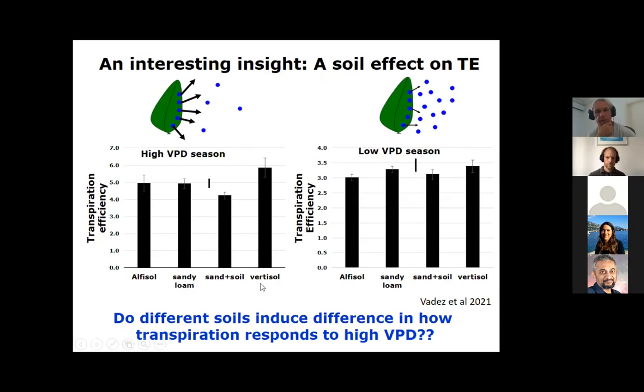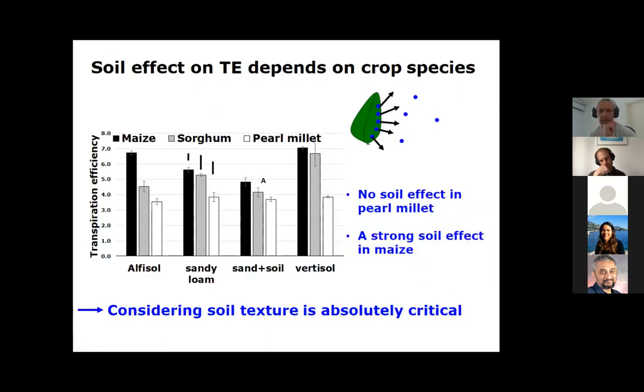So 3 different soils. And in that high VPD season, we see that the sand soil has a lower TE than the vertisol, for example. But in the low VPD season, we don't have any significant difference. What is interesting is that what we tested here were 3 species. And here is exactly the same graph where I make a distinction between the species that we tested.